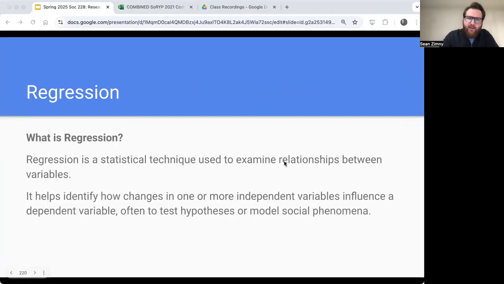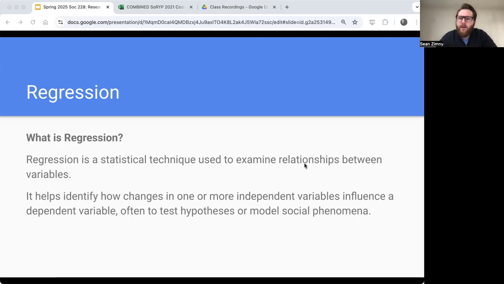Just an overview of regression. So what are regression analyses? Regression is a statistical technique used to examine relationships between variables as well. It helps us identify how changes in one or more independent variables influence a dependent variable, often to test hypotheses or model various social phenomena. Regression is a fundamental tool in sociological research, and as you take more advanced statistical classes in sociology, you will absolutely use regression analyses.